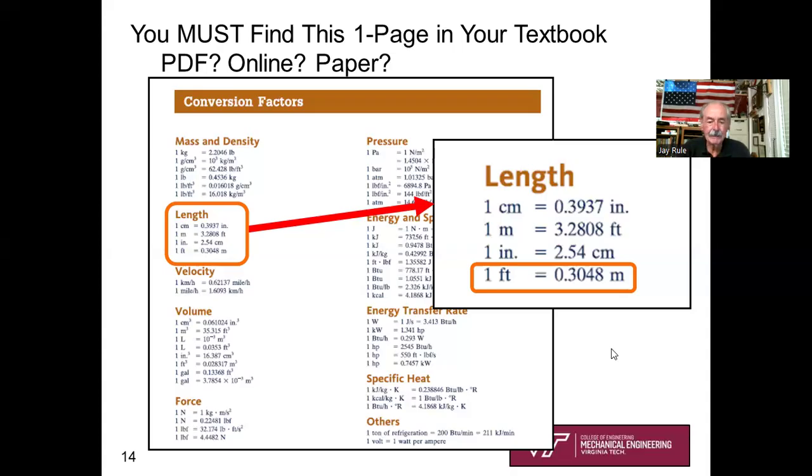So anyway, this gives you the visibility of where I got that conversion factor out of your one-page conversion factors in the textbook. Very nicely arranged. I was delighted when I came back and started teaching the class and saw this one page. It was very nicely done, very nicely arranged.